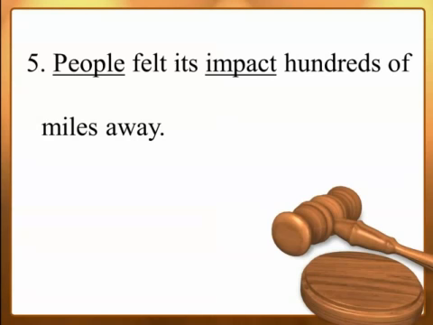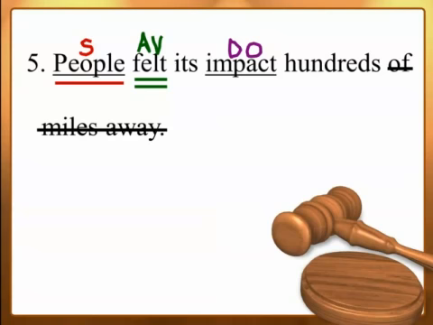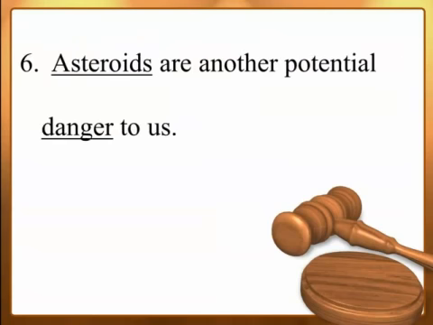Number 5, people felt its impact hundreds of miles away. I can get rid of miles away. I'm going to find my verb, felt. It's action. They physically felt it. Who or what felt? People, subject. People felt what? Impact, direct object. Now, you might have thought that felt was a linking verb, but it isn't in this sentence. Felt is action, so you have a direct object following it rather than a predicate noun.